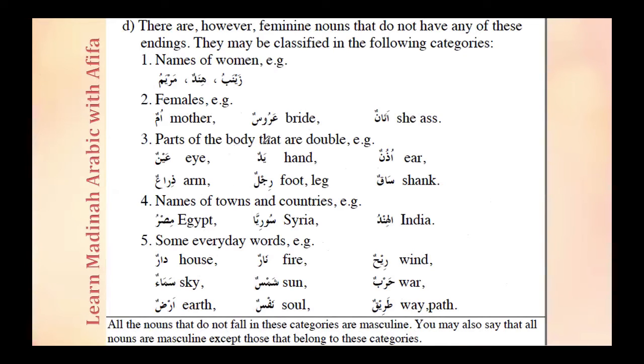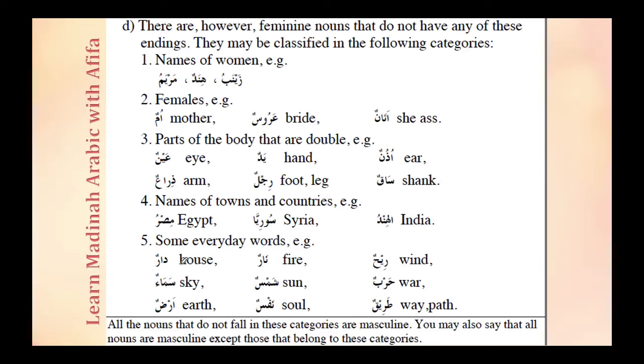Here, parts of the body that are double are feminine. For example, you have two eyes, Ainun, that's masculine. You have two hands, Yadun, that's feminine, I'm sorry. These that are double are feminine. If I said masculine, that was incorrect. If you have double parts, they're feminine. So udhunun, ear, you have two ears. These are all feminine. Rijlun, feminine. We already talked about names of towns and countries, feminine.